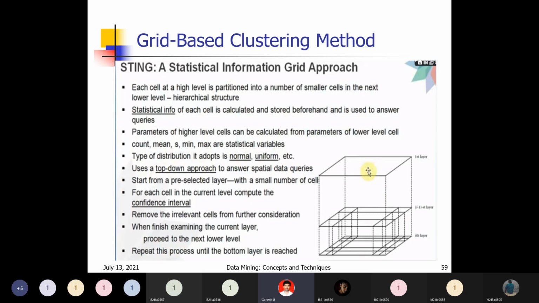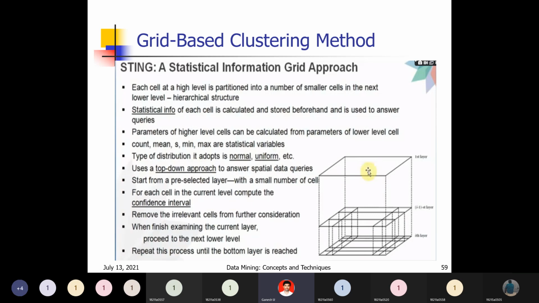Count, mean, standard deviation, minimum value, maximum value are the statistical variables. You know already: count value, mean value, that is the average value, s is the standard deviation. You have to calculate the minimum of all variables and the maximum of all variables. All of these we can calculate easily using the STING clustering approach. The type of distribution it adopts is normal or uniform. Two types of distribution are there: normal distribution and uniform distribution. Uniform means all are equal, otherwise you can distribute normally also.